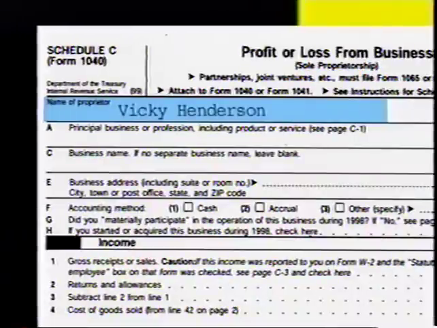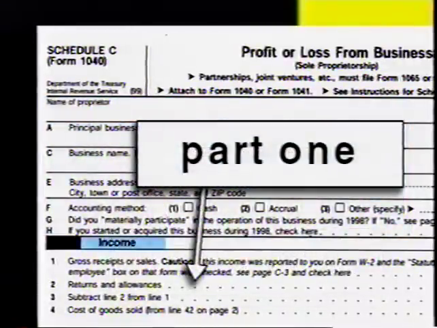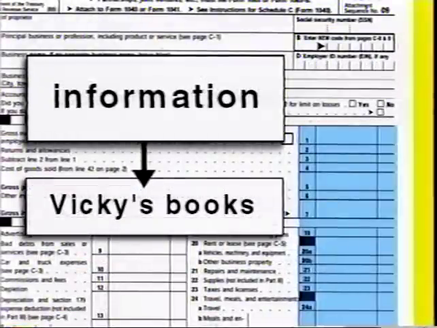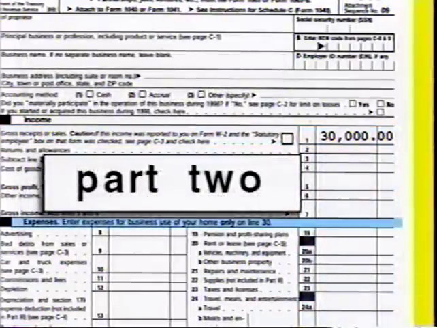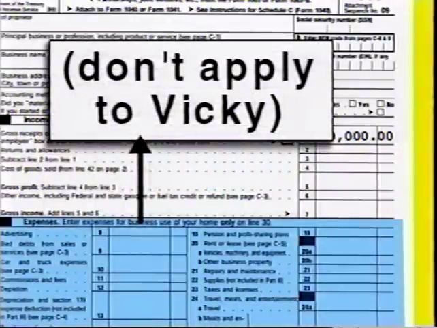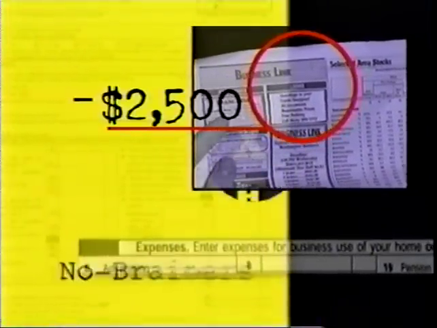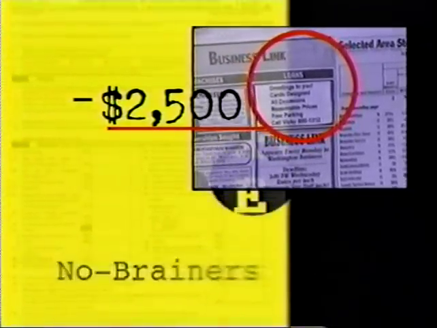The first part is just Vicky's name and basic info about her business. Part 1 deals with the income that her business yielded. All of this information comes straight from her books. She has a gross income of $30,000. Part 2 is expenses. As we head through this section, a lot of things don't apply to Vicky, so instead of mentioning each one, we'll just pass over them. Line 8 concerns advertising, and again, our figure is right from Vicky's books. Vicky spent $2,500 to promote her new business over the course of the year.